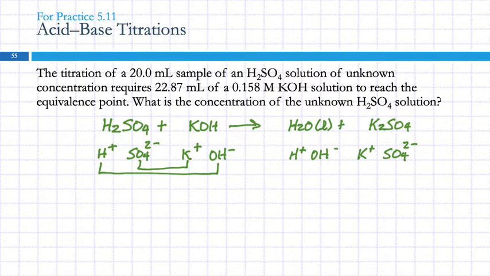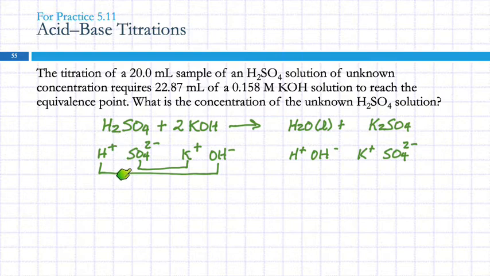Now we need to make sure the equation is balanced. Is it? No. What element jumps out as not being balanced? Potassium. Here it's K, and here it's K2. So we can fix that by putting a 2 in front of the KOH. Now there's 2 potassiums on both sides. And it's usually best to leave the water part for last, hydrogen and oxygen.